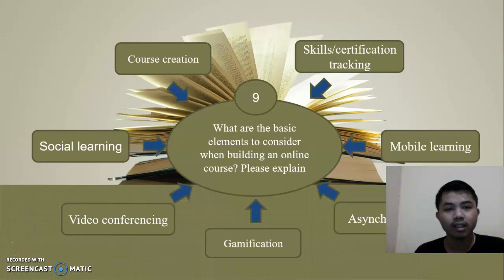And the next is skill or certification tracking. Covering a high level of training for students with e-learning, but one thing that must be considered is how to measure the progress and improvements made by students later. And the next is mobile learning. These days, there are still many people who do not have a computer in their homes, but they can access learning through any device, or at least from their smartphone.